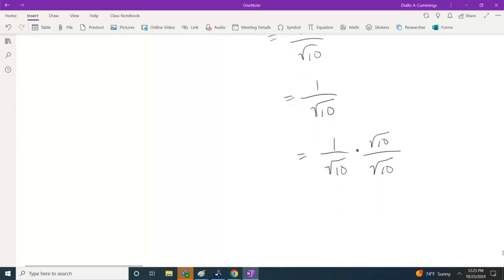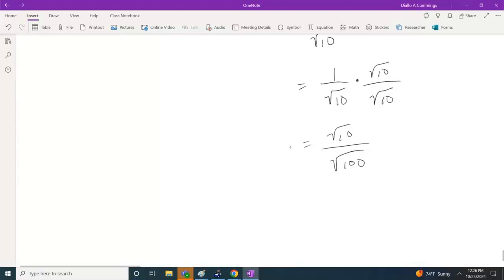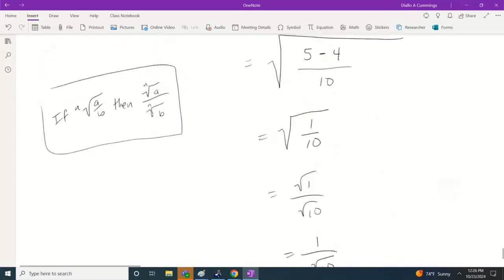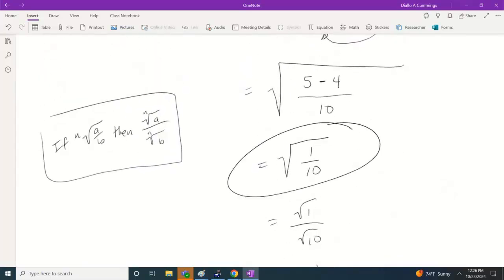So now, since I'm multiplying fractions, I multiply the numerators, multiply the denominators. 1 times the square root of 10 is square root of 10. The square root of 10 times the square root of 10 is the square root of 100, which is 10. So that's where the square root of 10 over 10 comes in. I'm going to see if it'll take this answer.